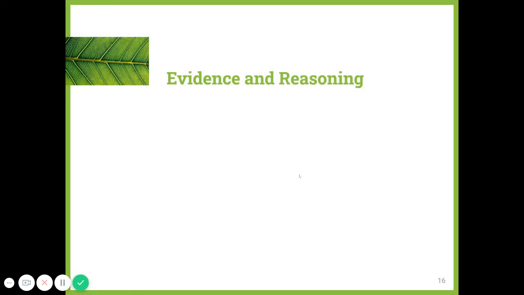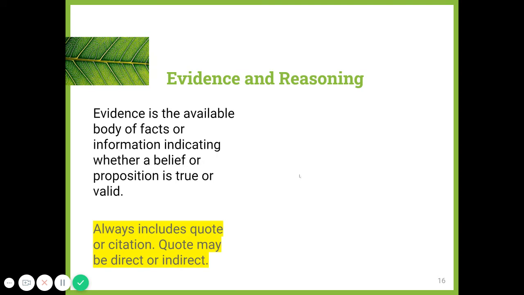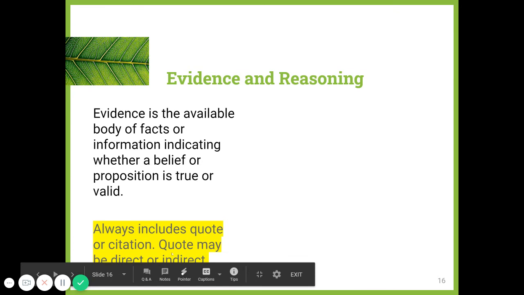Let's take a look at evidence and reasoning. The definition of evidence is the available body of facts or information indicating whether a belief or proposition is true or valid. You need to always include quotes or citation when you write your evidence. Quote may be direct, use quotation marks, or indirect. When you write an indirect quotation, you usually paraphrase, but still you have to name the source that you are paraphrasing from.